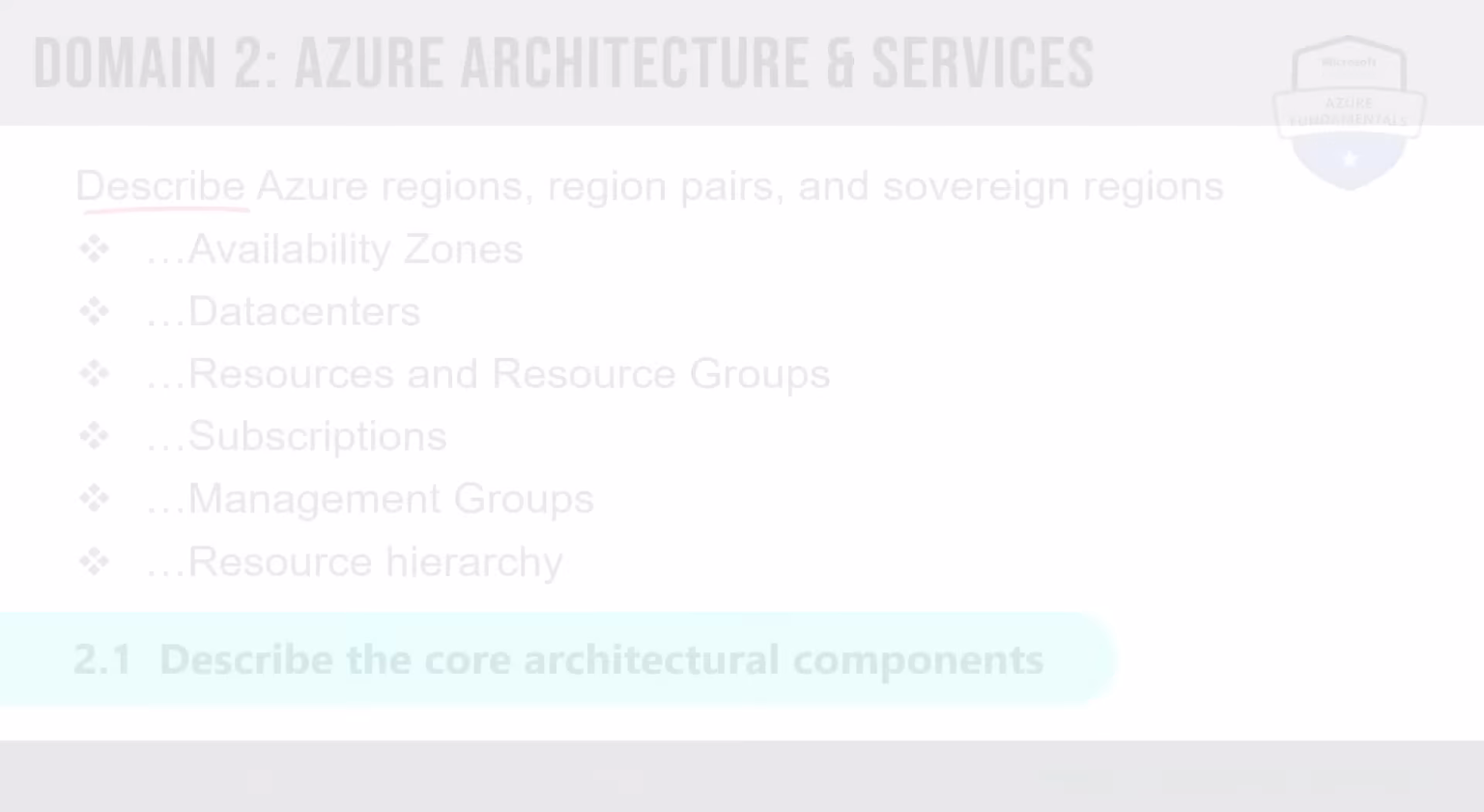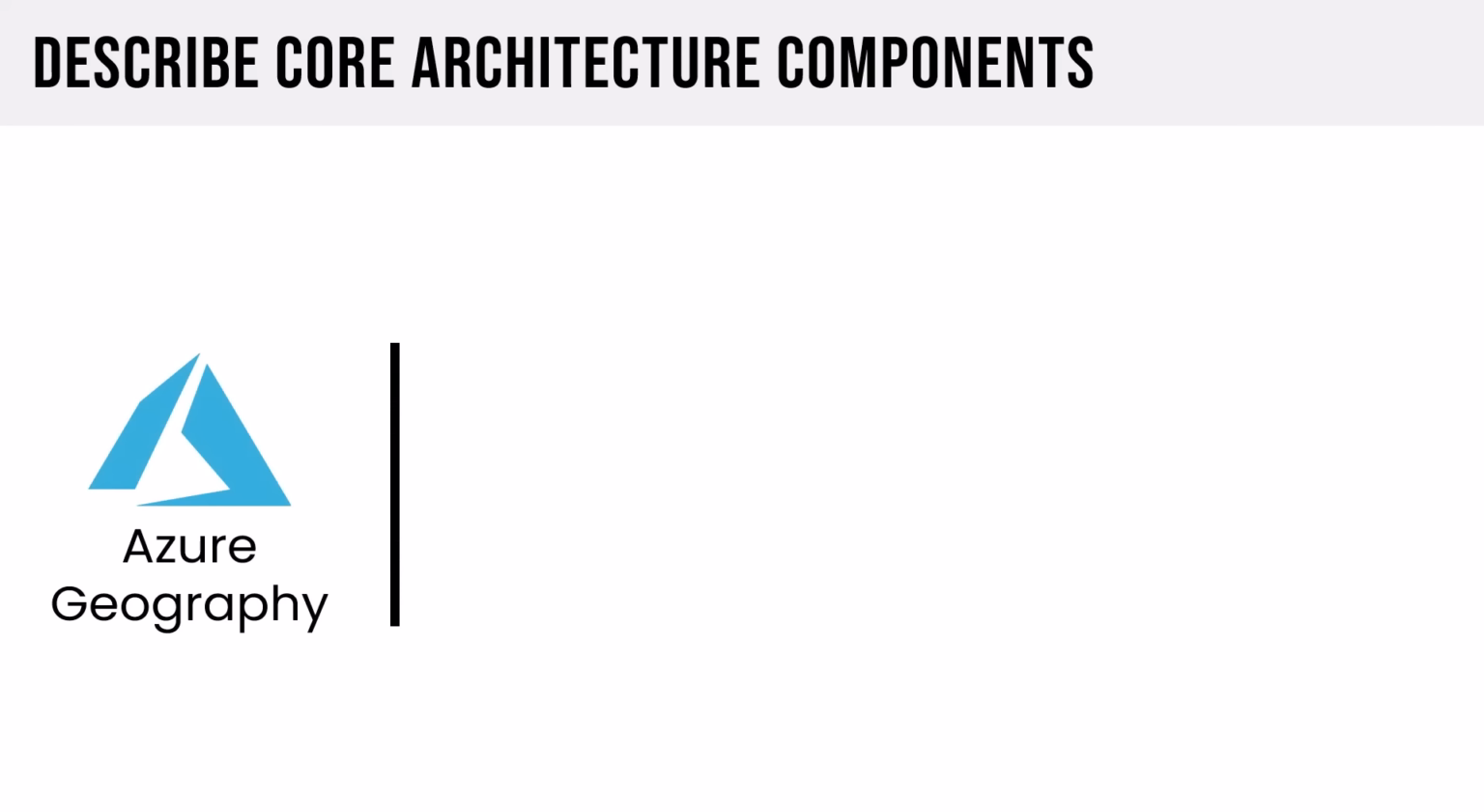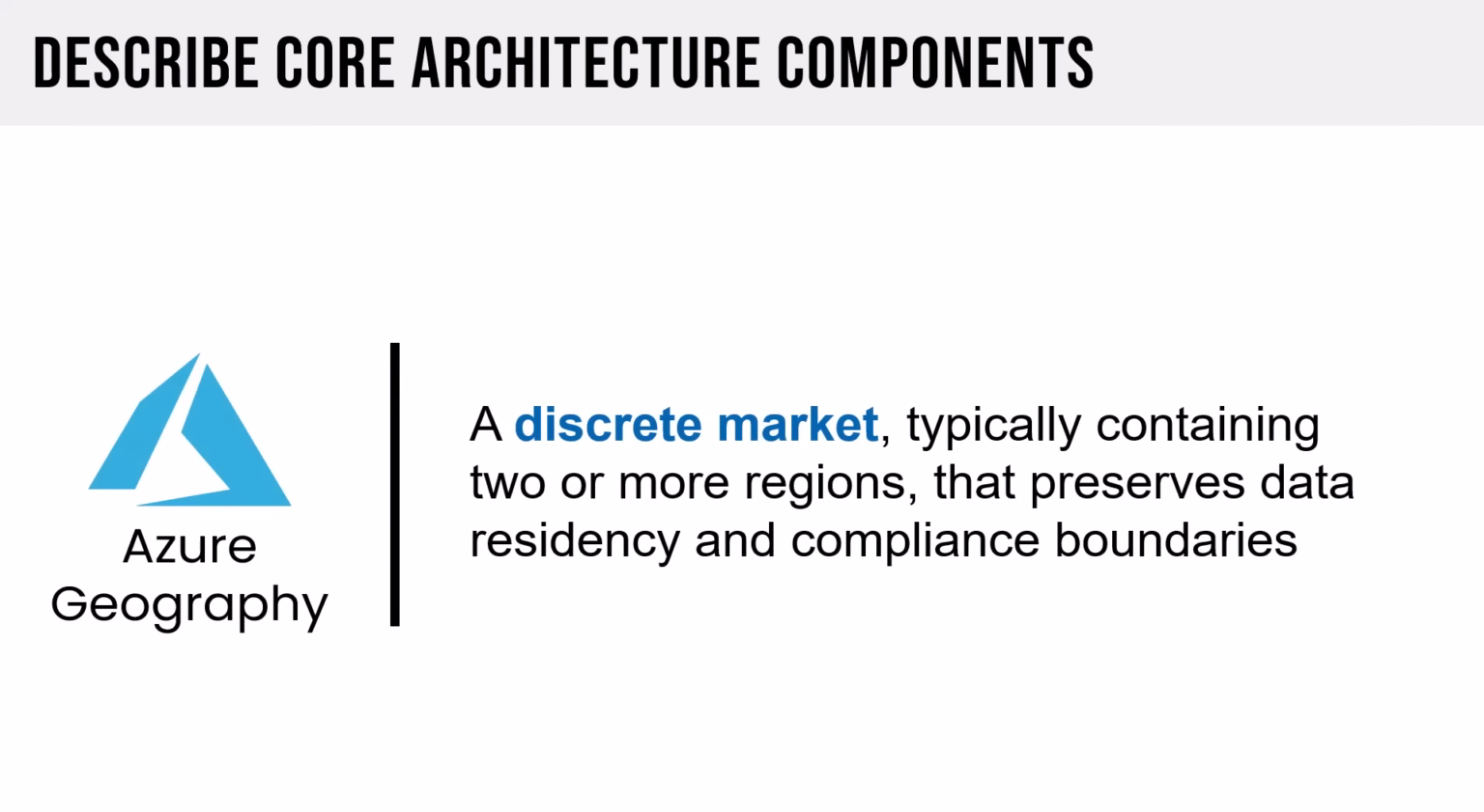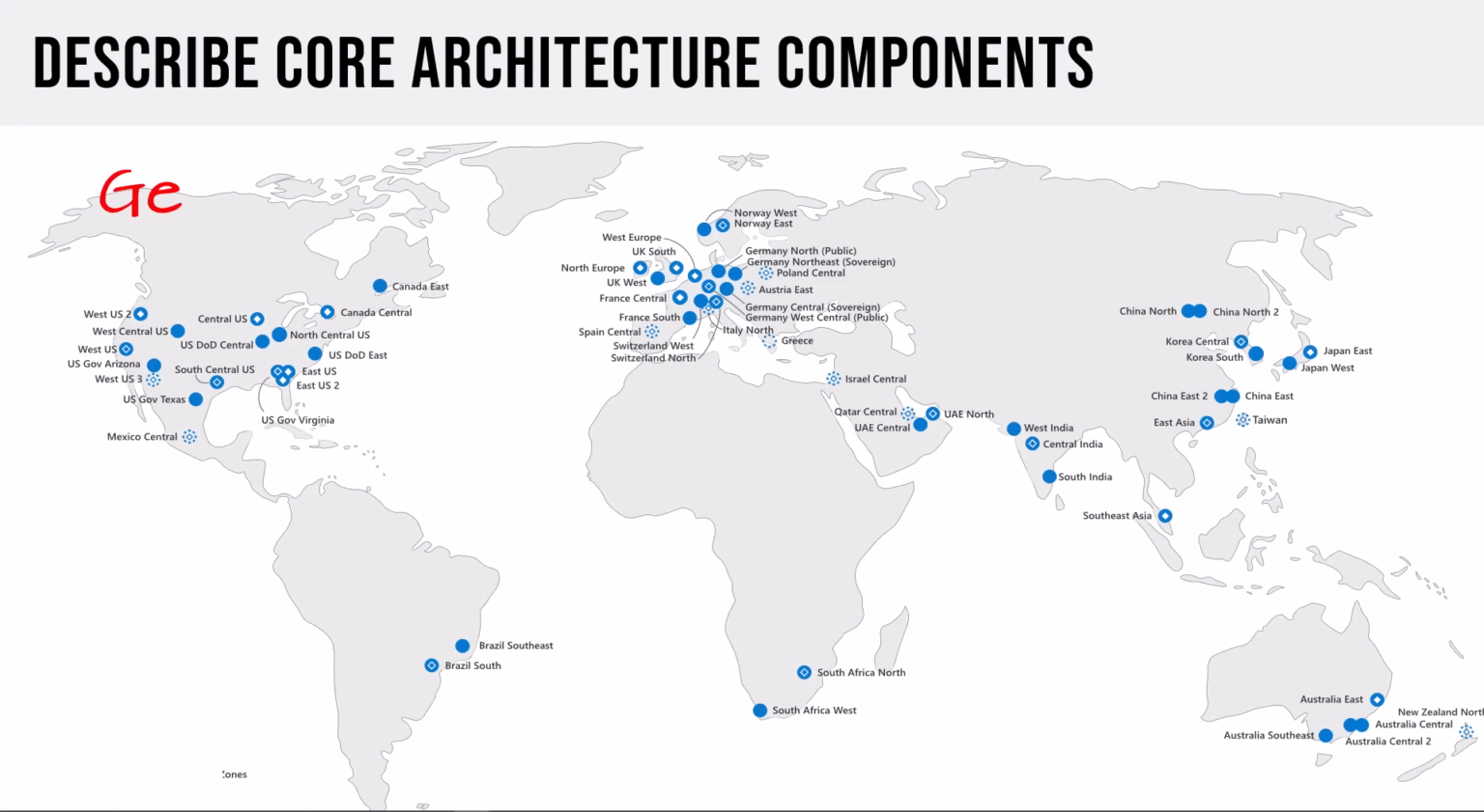We'll start at the top of the hierarchy and work our way down, beginning with Azure Geography. So an Azure Geography is a discrete market, typically containing 2 or more regions to facilitate disaster recovery that preserves data residency and our compliance boundaries. And based on your business needs, you can pick the Azure geographies that work best for your organization.